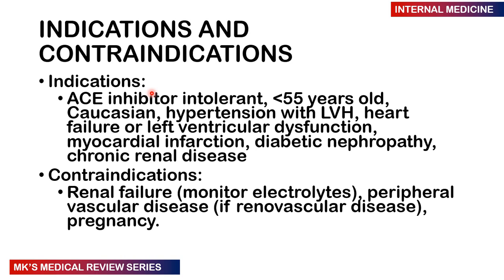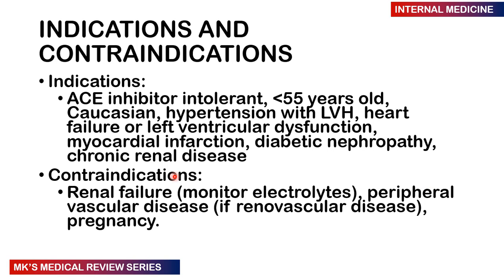Indications include ACE inhibitor intolerance, patients less than 55 years old, Caucasians, hypertensive patients with left ventricular hypertrophy, heart failure or left ventricular dysfunction, myocardial infarction, diabetic nephropathy, and chronic renal disease. And remember, just like with the ACE inhibitors, avoid them in renal failure. You should monitor the electrolytes, urea and creatinine. You should also avoid them in peripheral vascular disease, especially if they have evidence of renal vascular disease. Avoid them also in pregnancy.